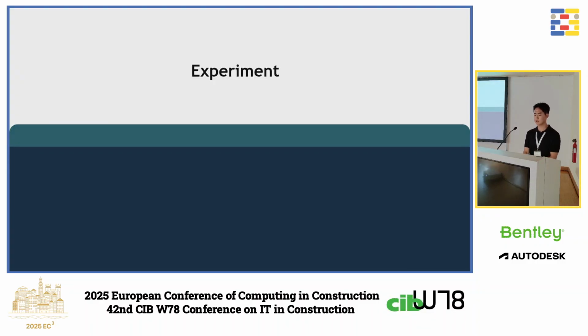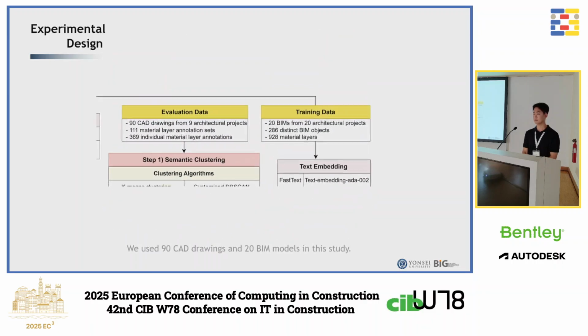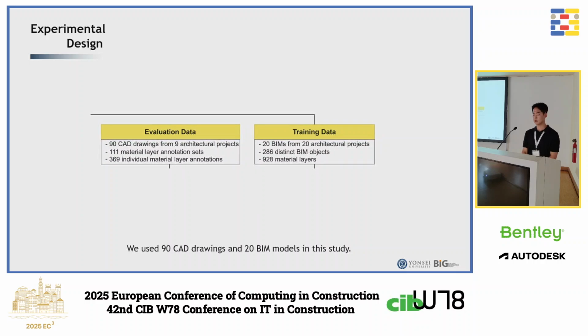Next, I will explain the experiment phase of our study. We tested each step by comparing different models. The experiment was conducted using real design data from 9 projects in North America and South Korea, including 90 CAD section drawings. To ensure fair evaluation, we used BIM models from 20 separate Korean projects to create prompts and fine-tune the machine learning models.